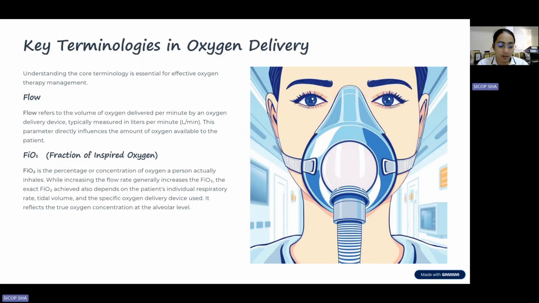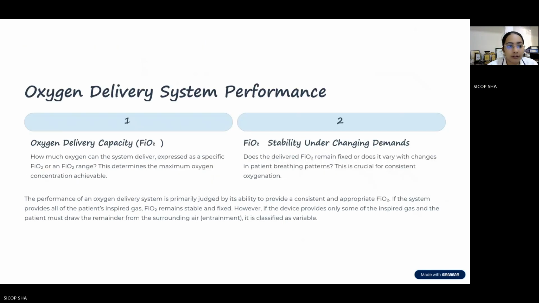This is also the concentration that actually reaches the alveoli. I'm not just talking about the concentration around us. It also depends on how many breaths we are taking per minute, because that will affect the concentration of oxygen. It also depends on my tidal volume. All these factors affect FiO2, and it indicates basically the concentration of oxygen at the alveolar level.